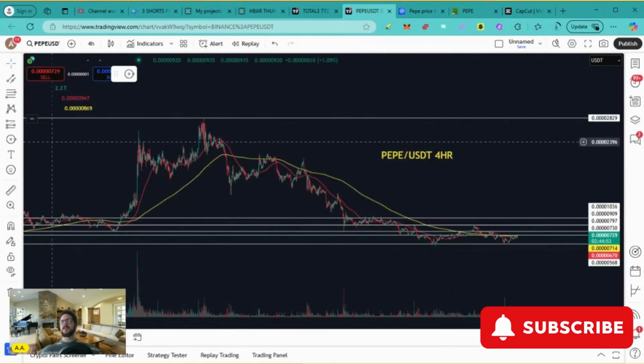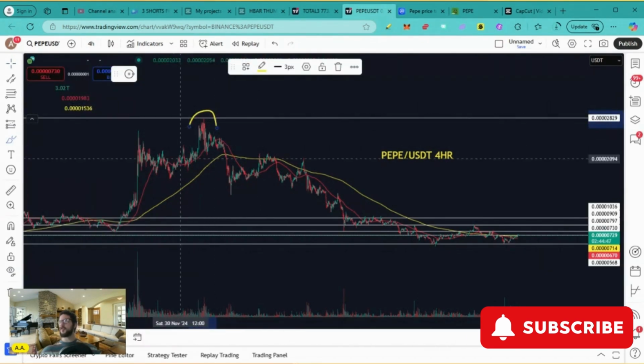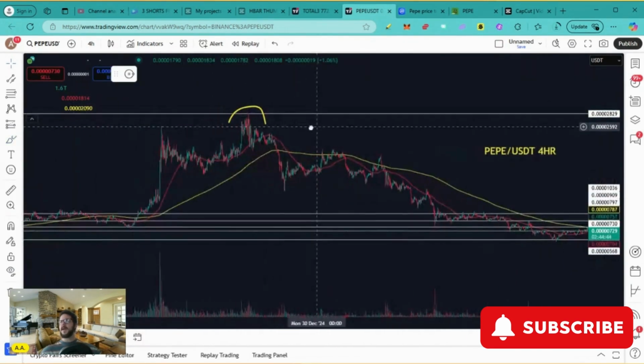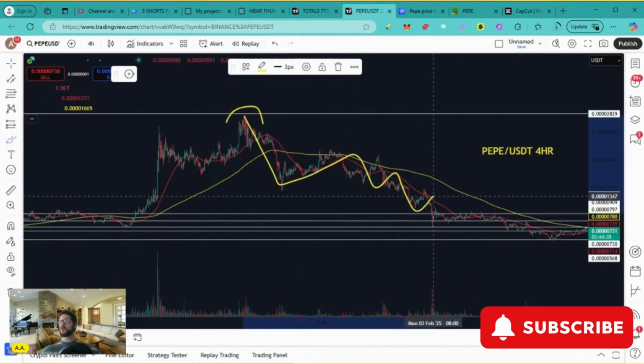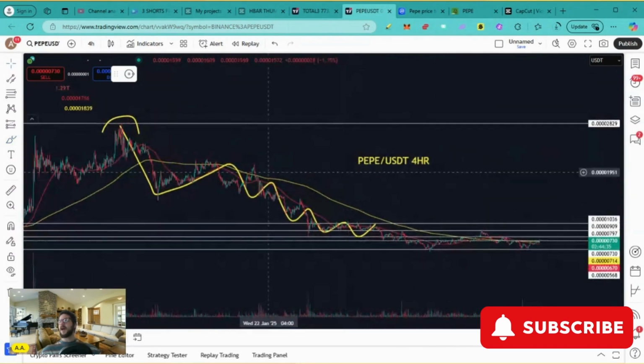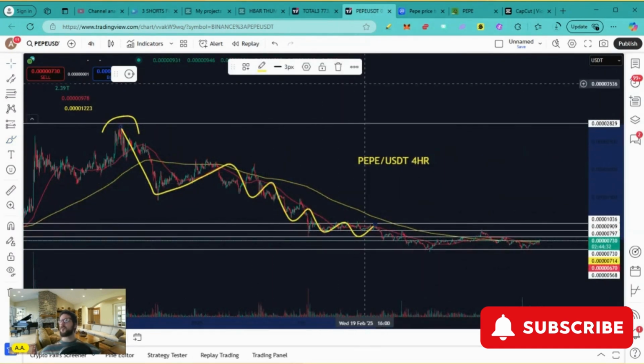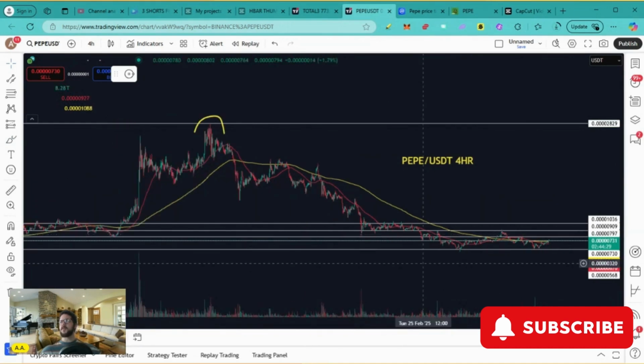As you see here, back in December of 2024, PEPE pumped all the way up to 0.4028. Then, traders and investors took profits and the price action pulled back, started downtrending. So the real question is, have we found a bottom yet? This is what we are going to try to figure out in this video.